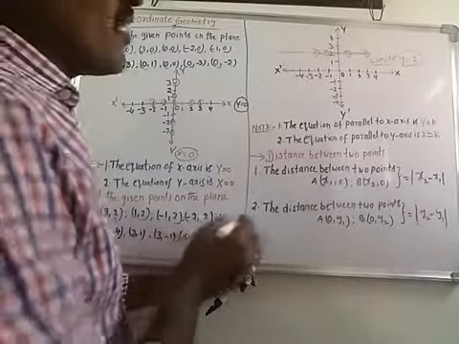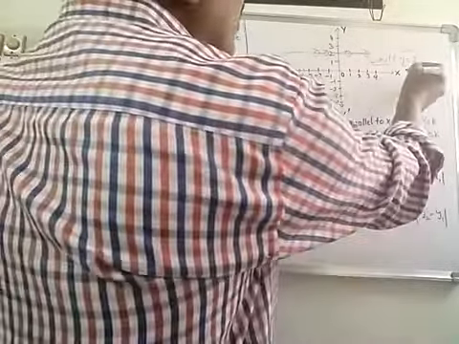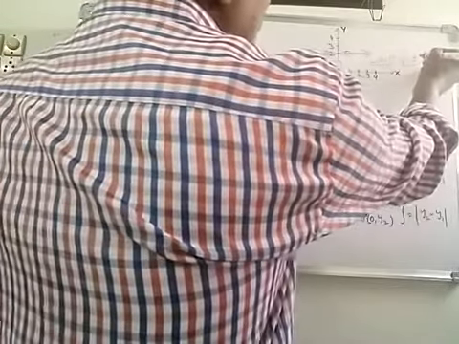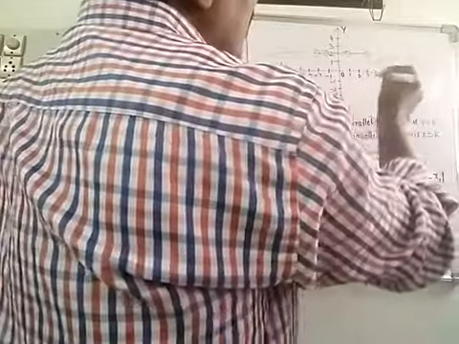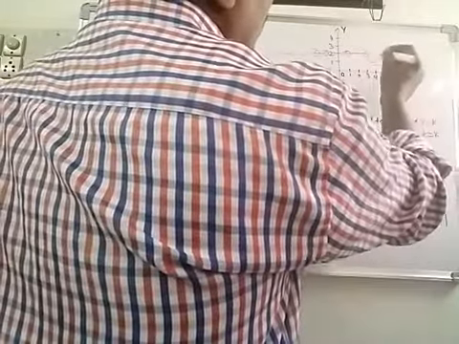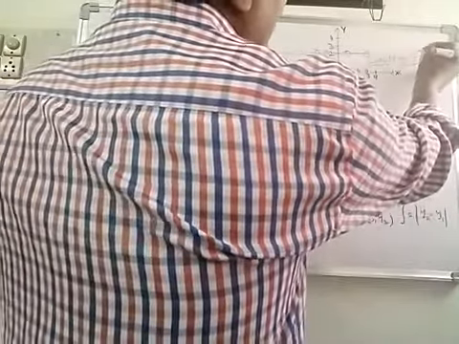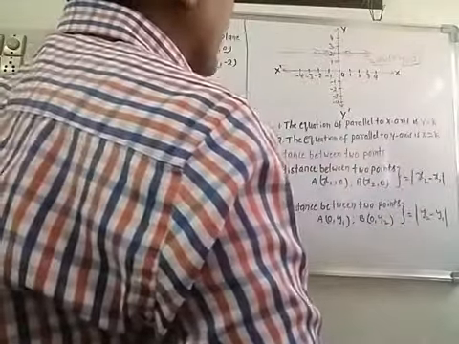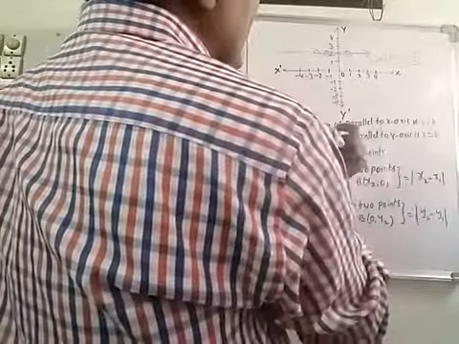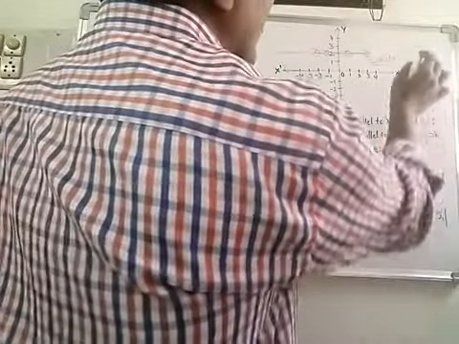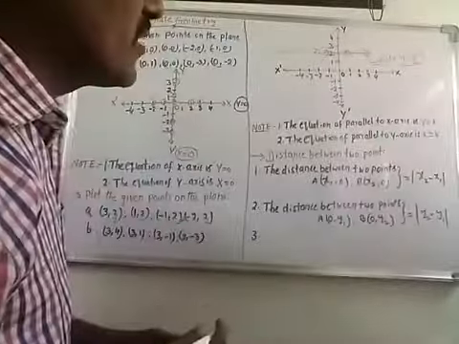But what is the equation of a line parallel to the x-axis? Here we know the distance is 2 units, and the unknown we take as k. That is the equation of a line parallel to the x-axis. So the equation is y equal to k.